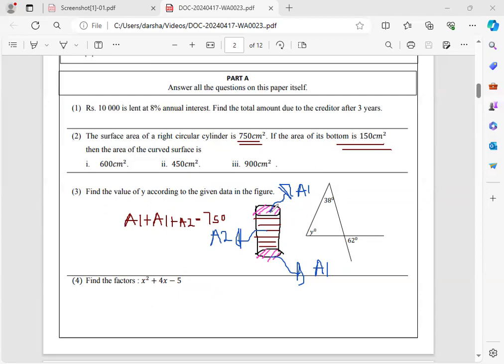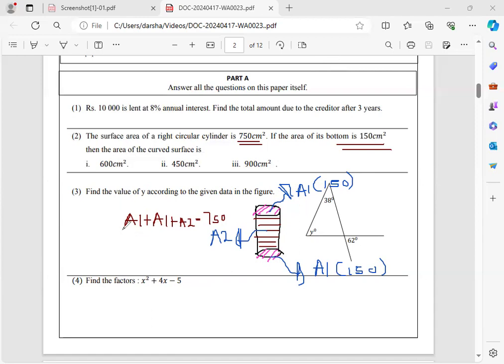The A1 value has been given. This is 150. Bottom means that circular surface area. That is all they meant by bottom. This is also 150. This is the circular surface area, and this is another circular surface area.